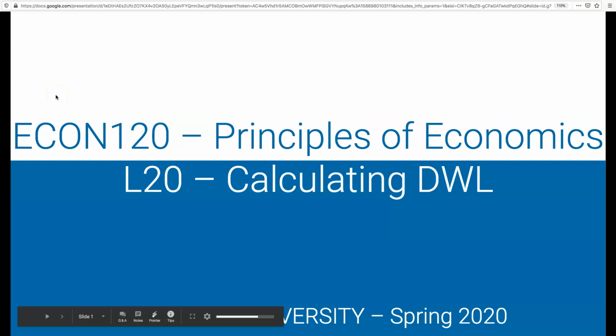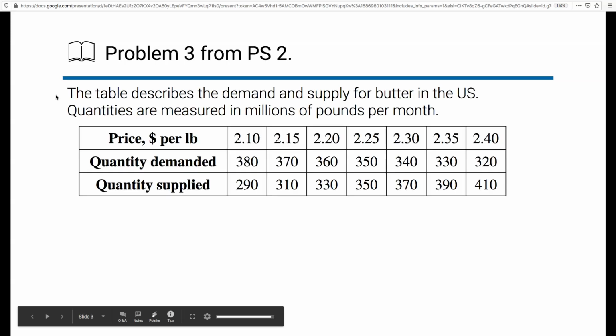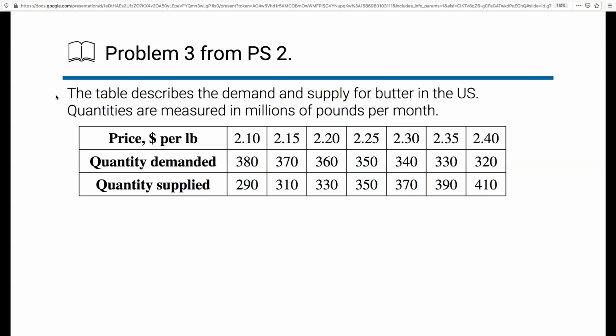Hello. In today's video, I will show you how to calculate deadweight loss from a tax on a particular numerical example. What I'm going to do is pull out problem 3 from problem set 2. You remember you were supposed to draw the demand and supply diagram in it, so the numbers should be familiar to you. The only thing that I'm doing is extending it slightly to the left from the equilibrium so that you have a little bit more numerical information.